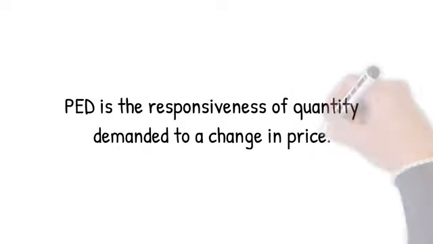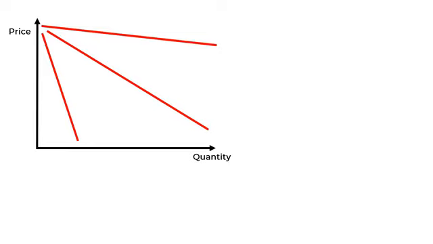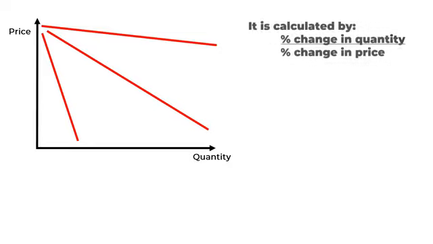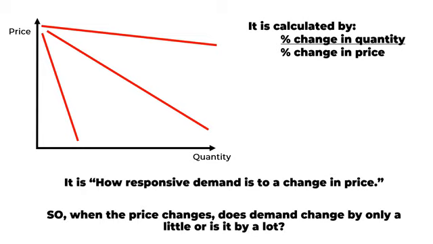PED is basically the responsiveness of quantity demanded to a change in price. You can think about price elasticity of demand as the shape of the demand curve. It is calculated by the percentage change in quantity divided by the percentage change in price. It is how responsive demand is to a change in price. So when the price changes, does demand change by only a little or by a lot?